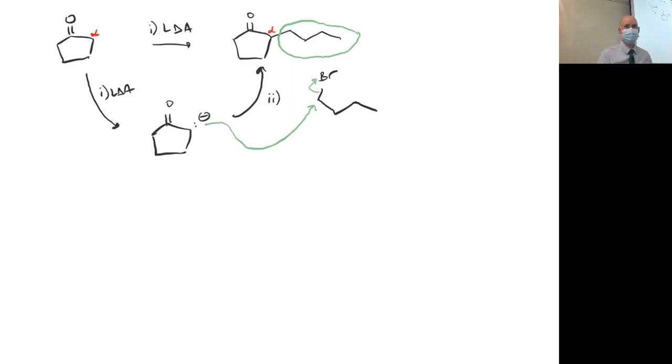Perfect. Questions on that one? It takes a bit to think through this, but whenever we're attaching something at an alpha carbon, and for all of these you're going to be attaching something at an alpha carbon, the first step needs to be a base, and the second step needs to be whatever you're attaching to it.